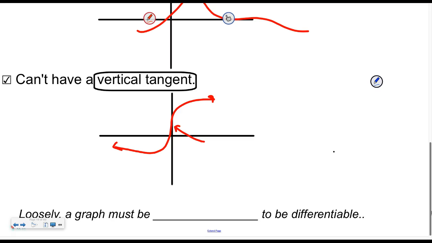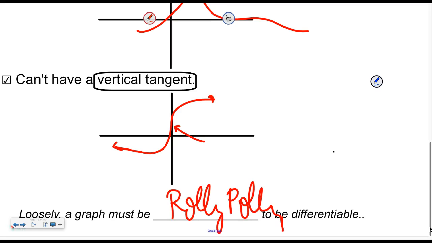So loosely what I'm telling you is your function has to be roly-poly. Now, do not write that on the AP exam. Don't say yes because it's roly-poly. You can't do that. But what I'm telling you is you can't lift your pencil, you can't make any sharp turns, and you can't kind of go straight up. You have to keep rolling like a roller coaster for you to have differentiability.